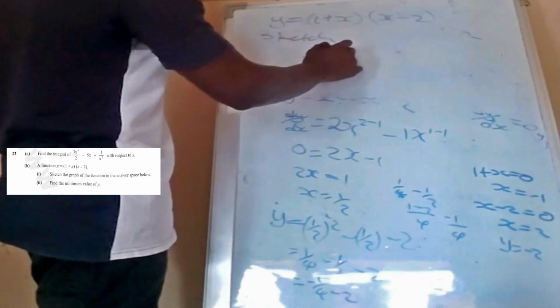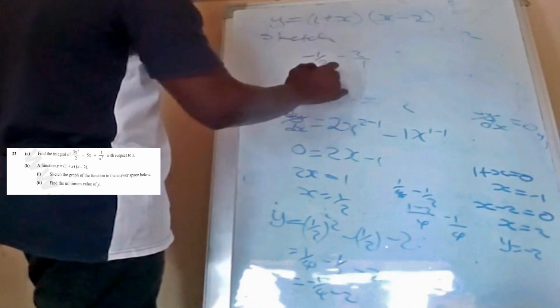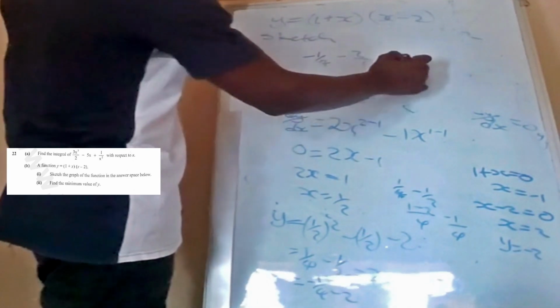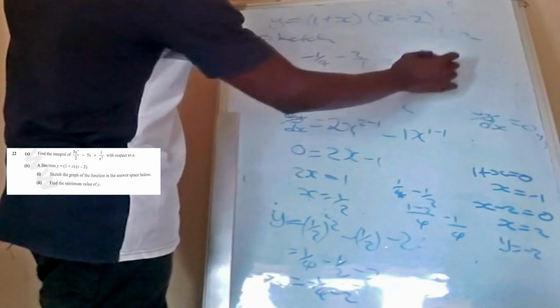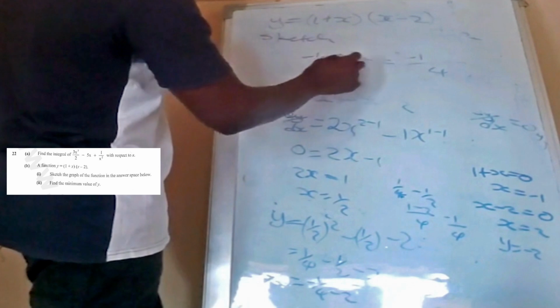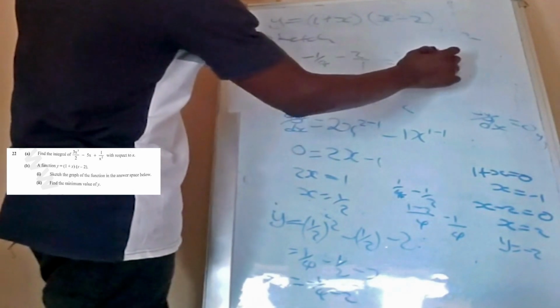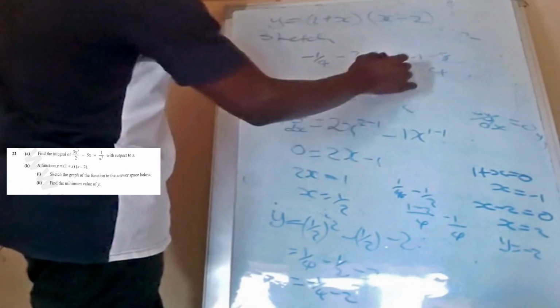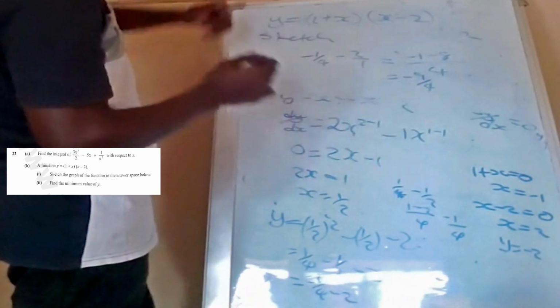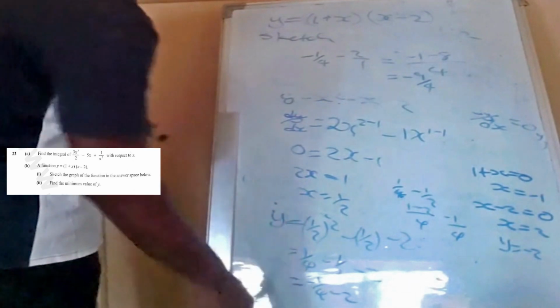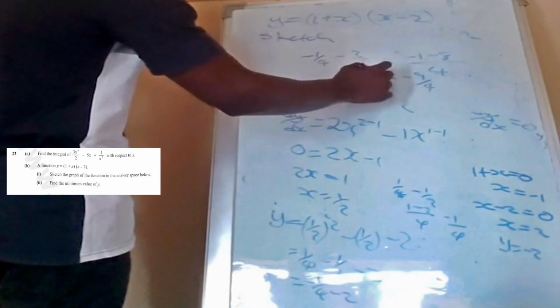Negative 1 over 4 minus 2 over 1. Our lowest common denominator is 4. Negative 1 minus 8 gives us negative 9 over 4. So this is the value of our y. So y is equal to that.